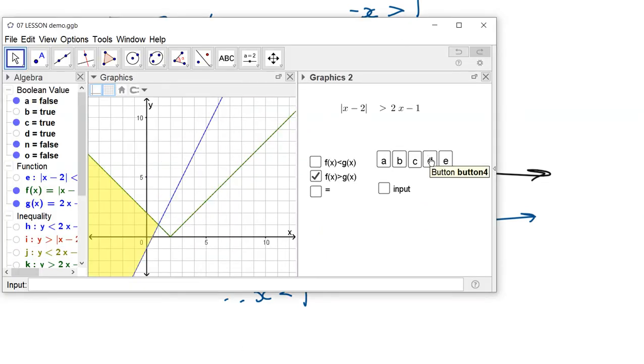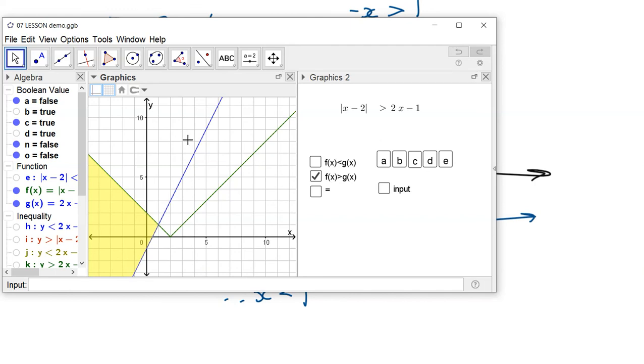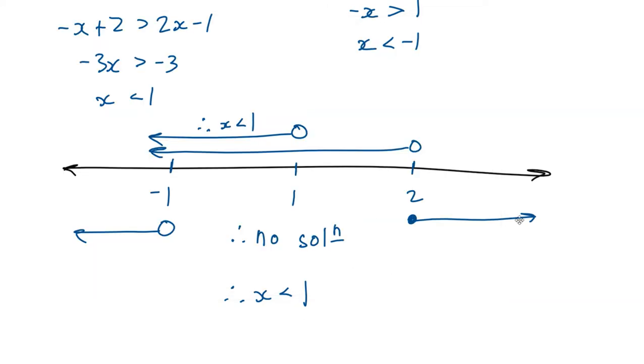D. So notice how on this right side, there are no solutions and there never will be, right? The absolute value of the green one will never cross above the linear, the blue one. So no solutions there, but we do have solutions on the other side. Okay, one more.